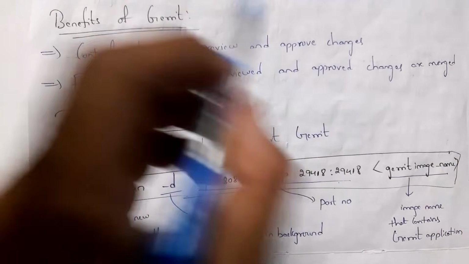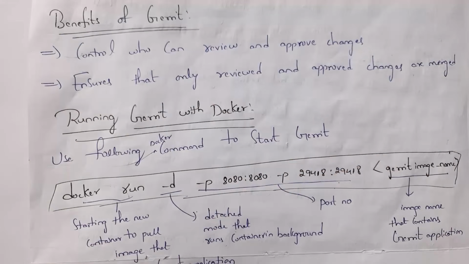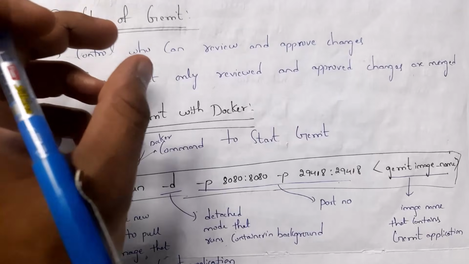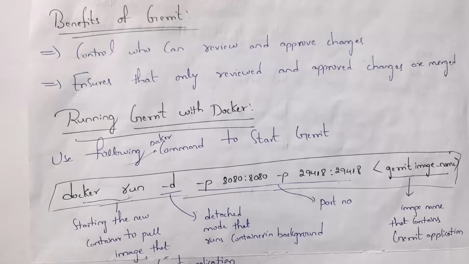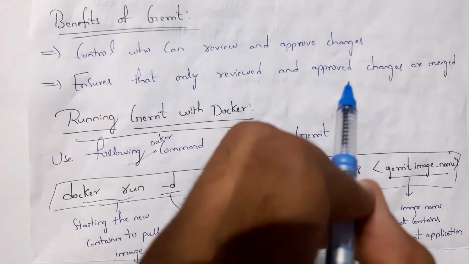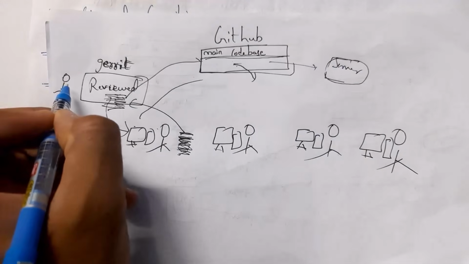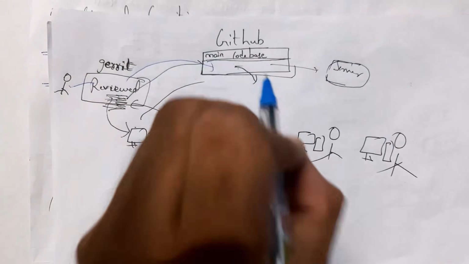Next I will explain benefits of Gerrit. First one is control who can review and approve changes. Guys, each and every developer will not review code. Only experienced developers will review code. So, by using Gerrit software, we can give permissions only to senior developers. Only they can review code. Remaining employees cannot review code. And next benefit is ensure that only reviewed and approved changes are merged. Only if a senior developer accepts that code, then those code changes are placed in the main code base.